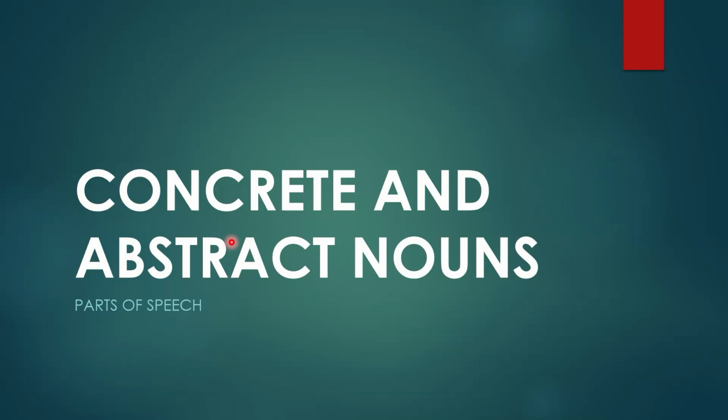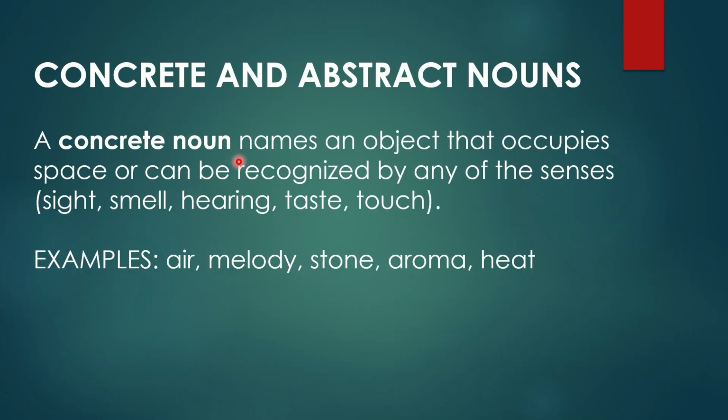And concrete and abstract nouns. A concrete noun names an object that occupies space or can be recognized by any of the senses, such as sight, smell, hearing, taste, and touch. Easy to understand, right? Examples: air, you feel it on your body; touch; melody, it can be heard; stone, it can be touched and seen; aroma; and heat. Okay, those are examples of concrete nouns.